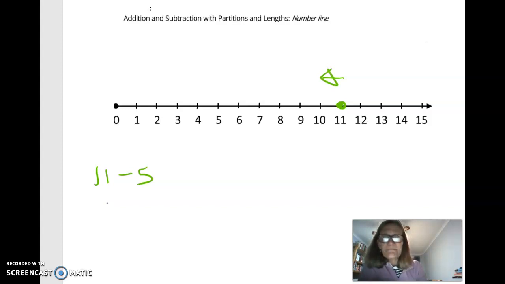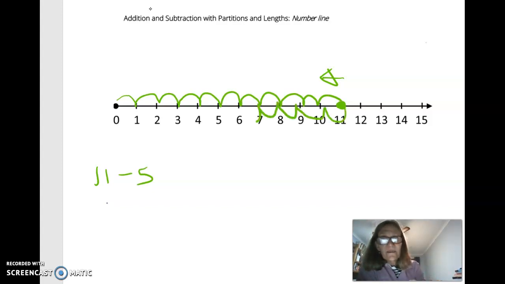I'm taking away. So I can either just start from my 11, or if it says show it all, show both steps on a number line, you'll have to go all the way out to 11 first, and then you'll have to show subtract 5. So I've come back 1, 2, 3, 4, 5 spots, and I've ended up at 6. So that's how I would use it.